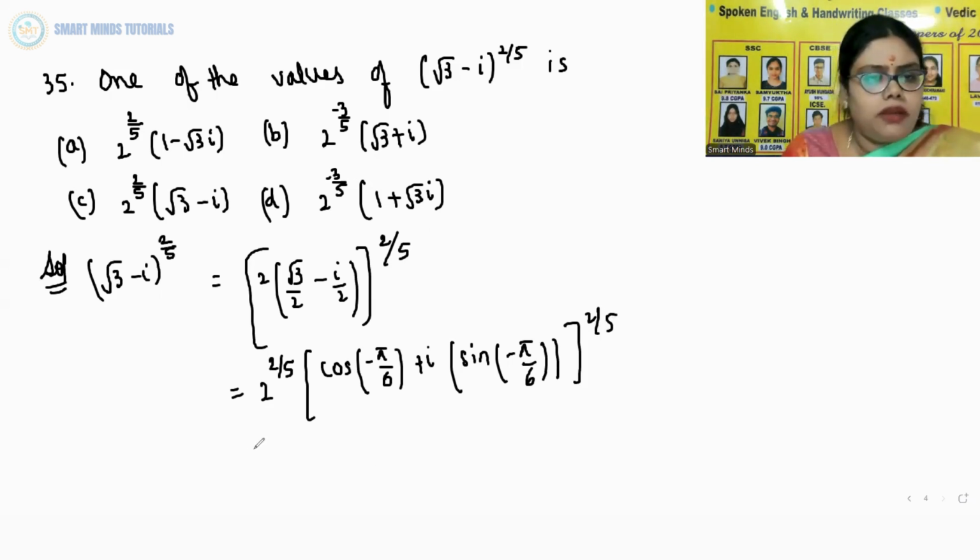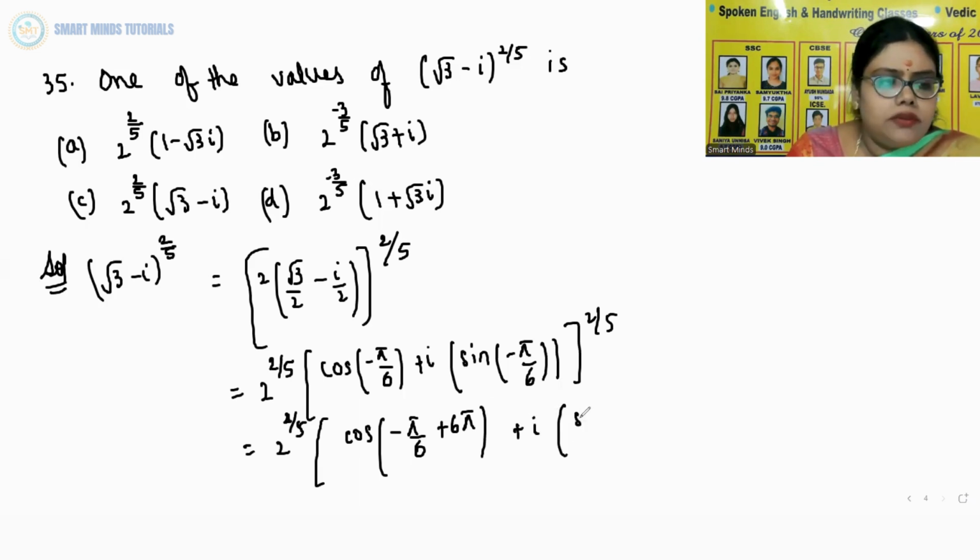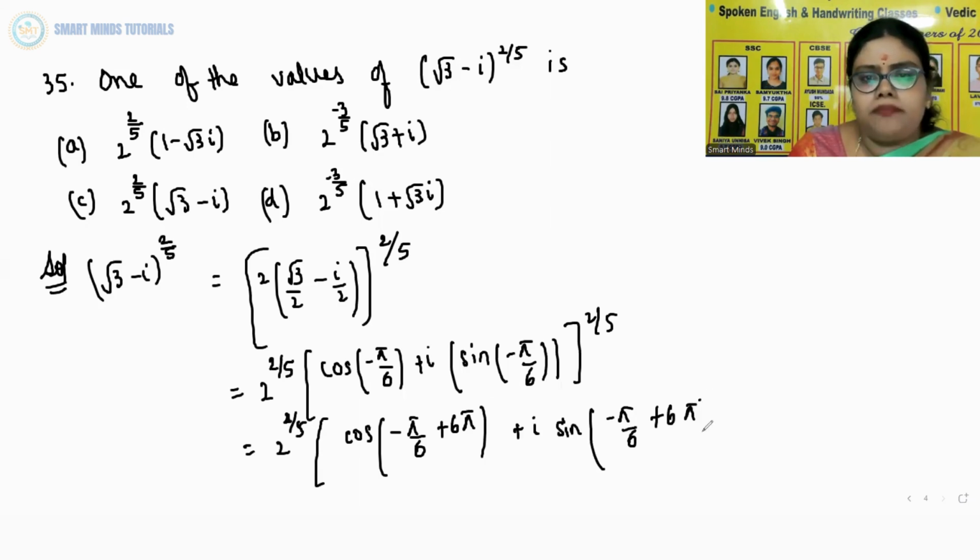So that will become 2^(2/5) into, now cos(−π/6) we can write as cos(−π/6 + 6π) plus i sin(−π/6 + 6π).